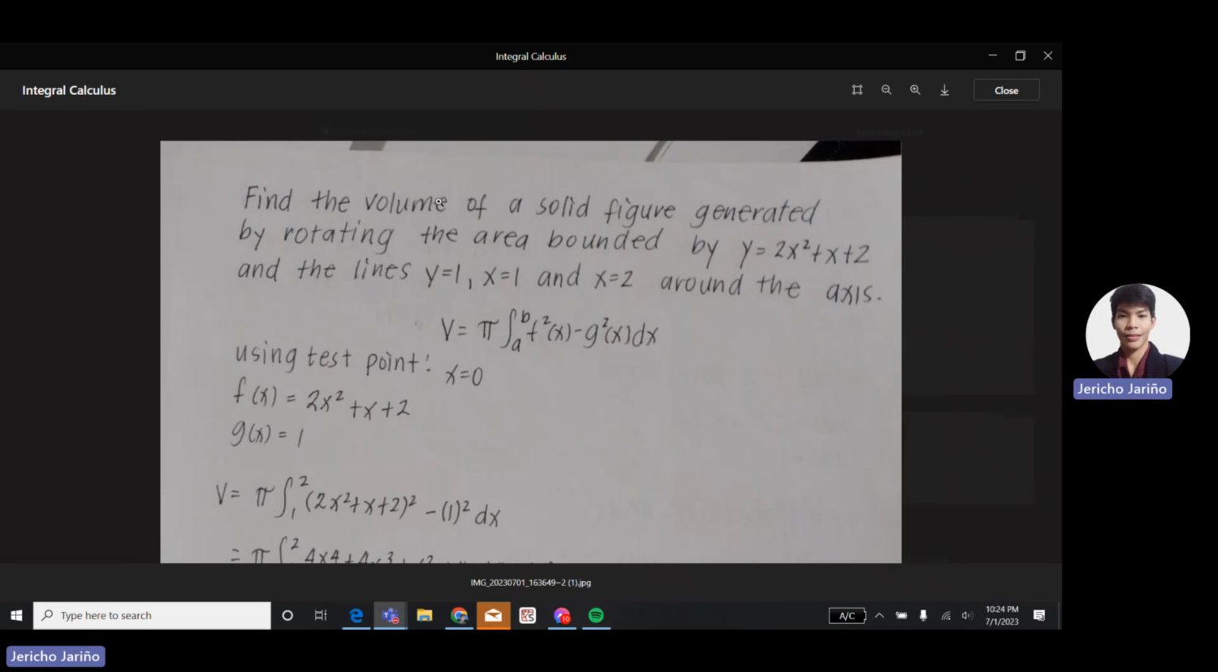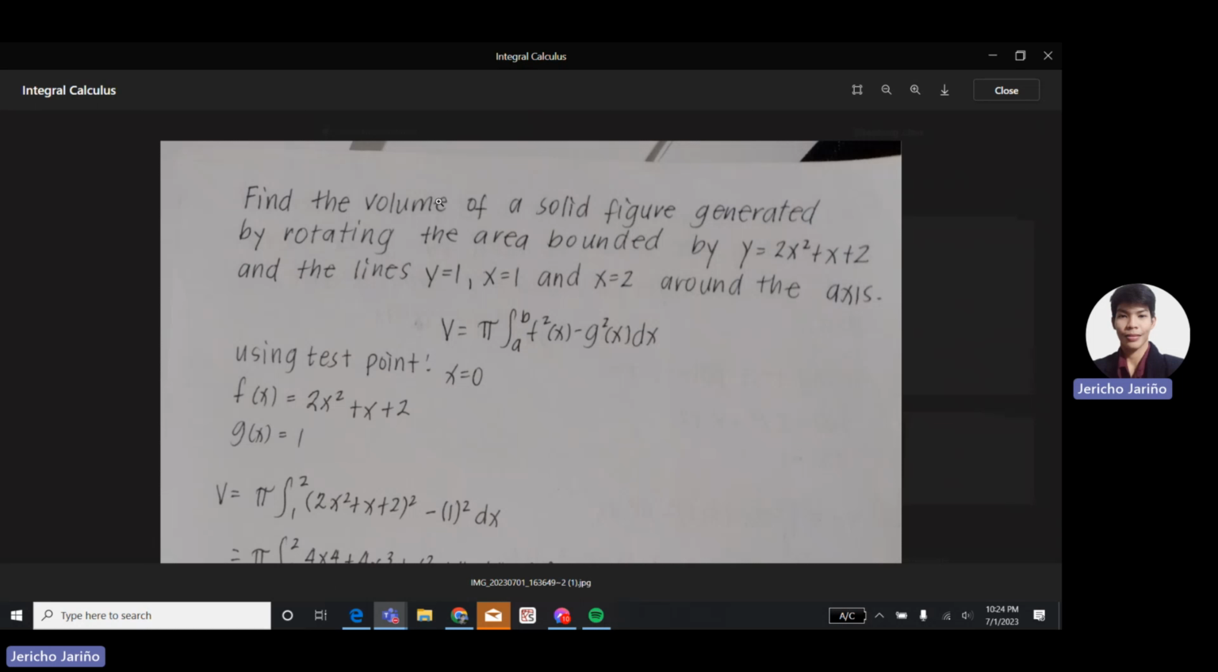In this video we're going to solve a problem involving application of integrals, specifically finding the volume of a solid of revolution or a solid figure. The given problem is: find the volume of a solid figure generated by rotating the area bounded by y = 2x² + x + 2 and the lines y = 1, x = 1, and x = 2 around the x-axis.